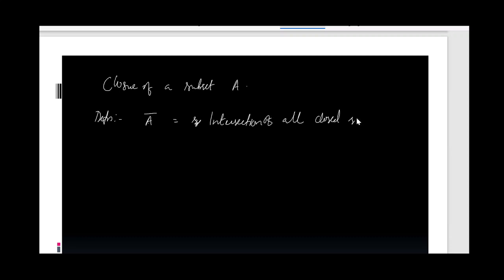What were those ideas? Defining closure of a subset A. We have seen that, first of all, the definition: A closure means the intersection of all closed sets in X which contain A. Whenever A, a subset of some topology X, is given, only then are we defining A closure. This was the definition we have seen.